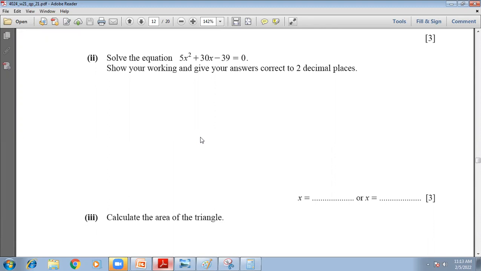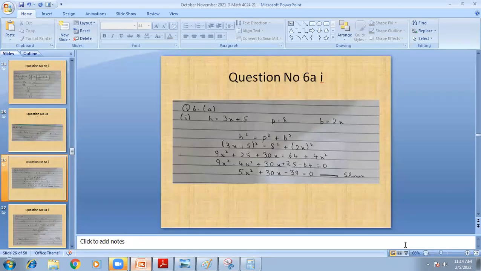And you remember the quadratic formula is, first of all, the coefficient of x square is called a. So a is 5, b is 30, and c is minus 39. The quadratic formula, if you remember, is x equals minus b plus minus under root, and under the root you will write b square minus 4ac, and then you have a divide sign under all of them, divided by 2a. So let me show you, it's a 3-mark question, very easy.